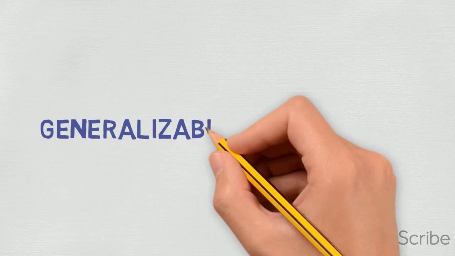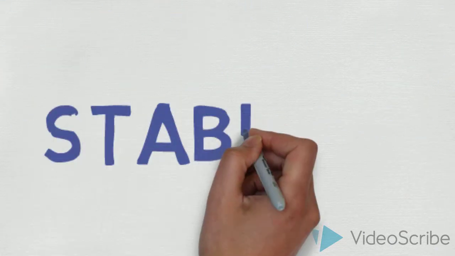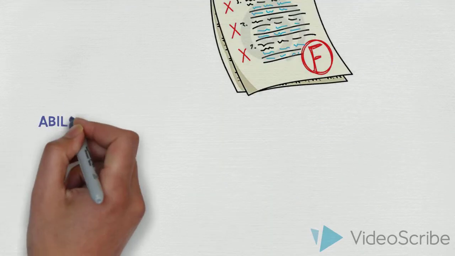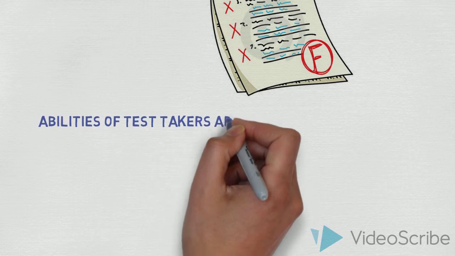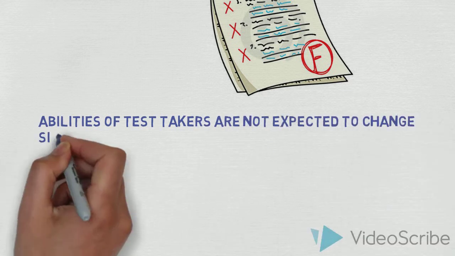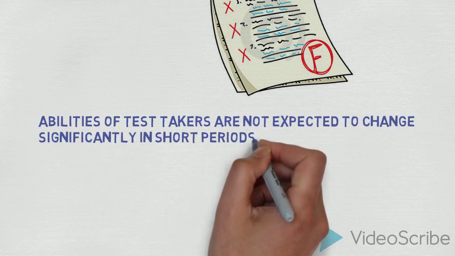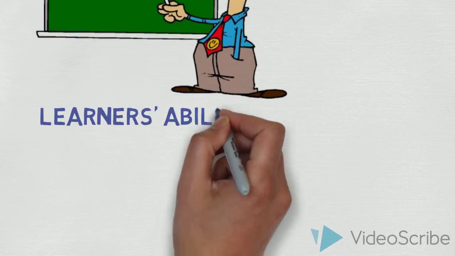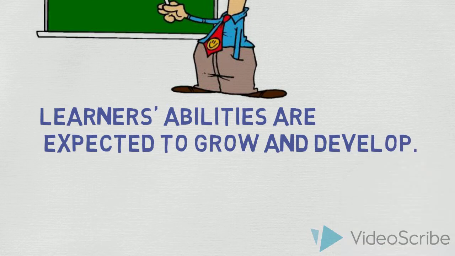Fulcher and Davidson also mention the generalizability of a score meaning, which is based upon three assumptions. The first is stability. In large-scale tests, it implies that the abilities of the test takers will not change in short periods of time. However, in the classroom, it is expected that learners' abilities change as new teaching and learning grow.